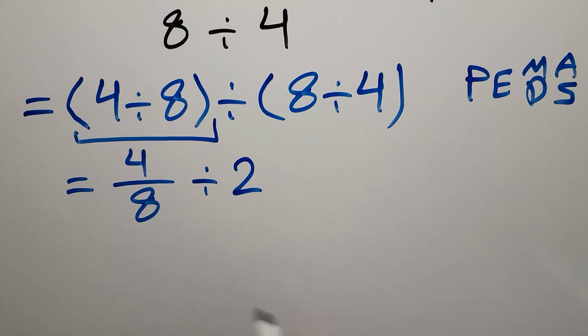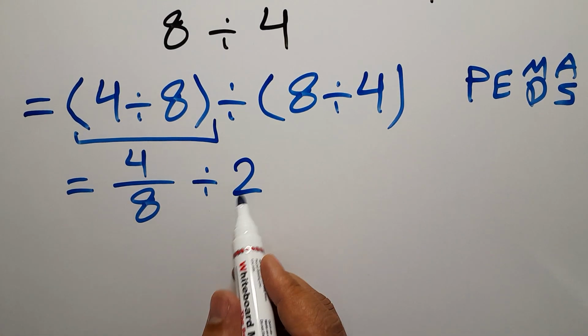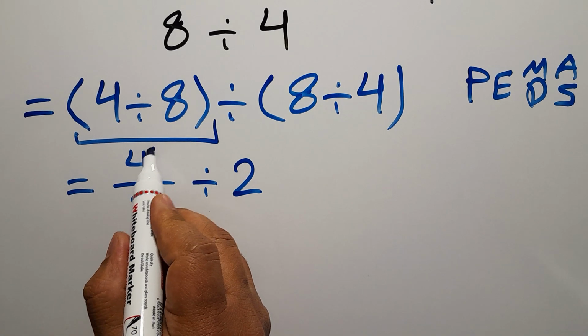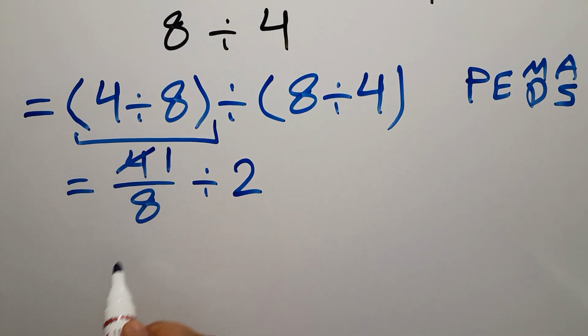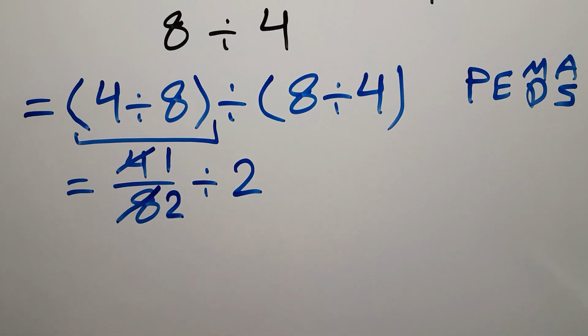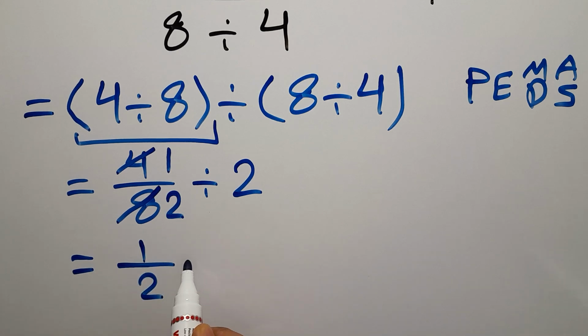Okay, so we have 4 over 8 divided by 2. 4 divided by 4 gives us 1, and 8 divided by 4 gives us 2. So we have 1 over 2, then divided by 2.